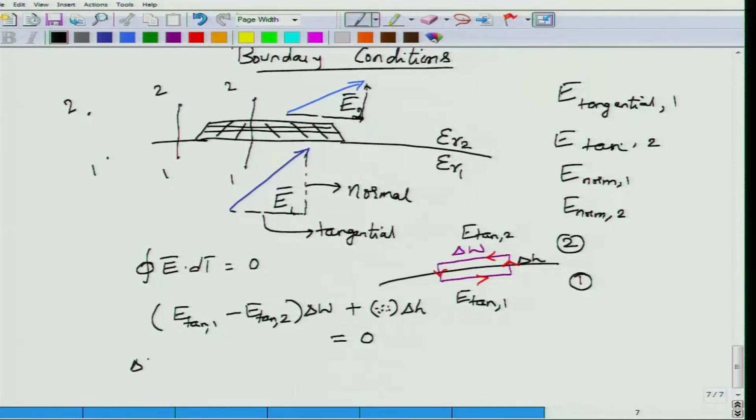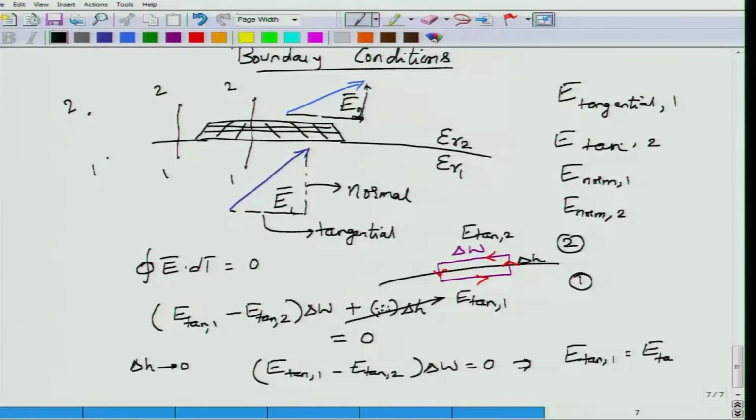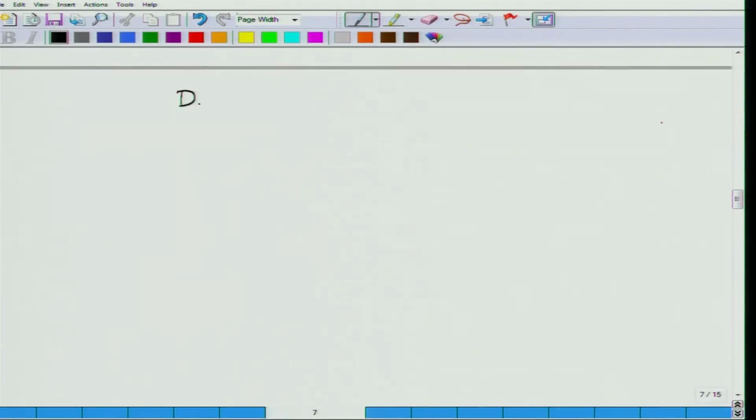Now if I let delta h go to 0, the terms corresponding to delta h would anyway go to 0, and what I get is E tan 1 minus E tan 2 times delta w is equal to 0. If I keep delta w as non-zero, this would indicate that the tangential electric fields across the two dielectric media must be continuous and they would be equal. Now we have found out the relation for the tangential electric field that allows us now to write down the expression for the D field.